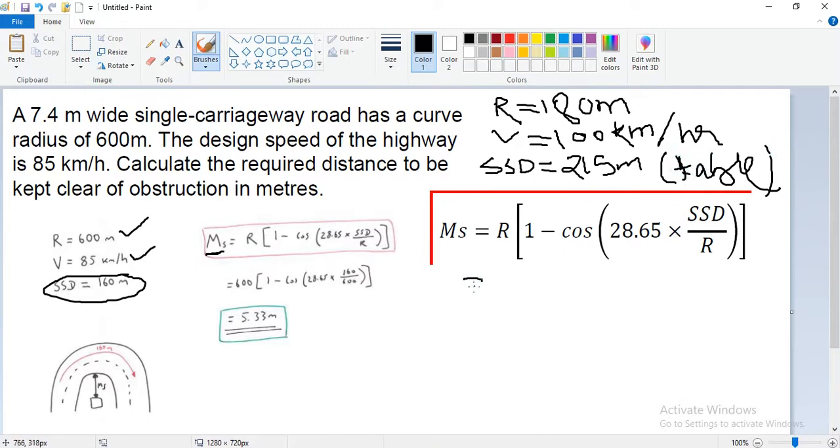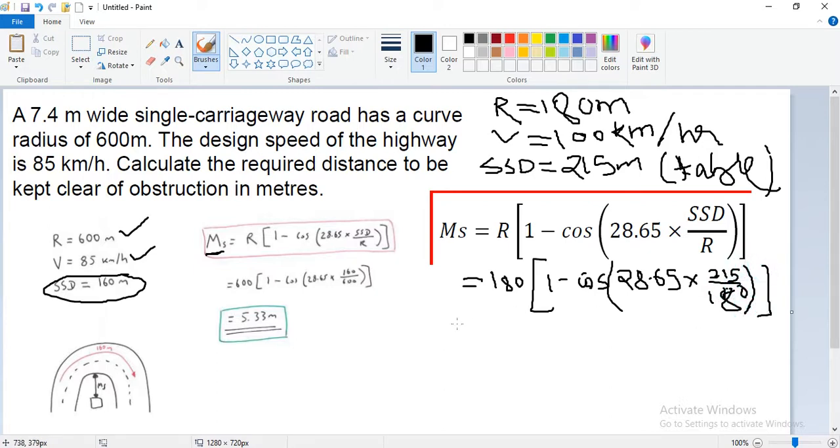So now we just require to put the value, R is 180, into this bracket: 1 minus cos, into 28.65 into SSD 215 upon R. SSD is 215, R is 180. Just solve this and we will get the answer.